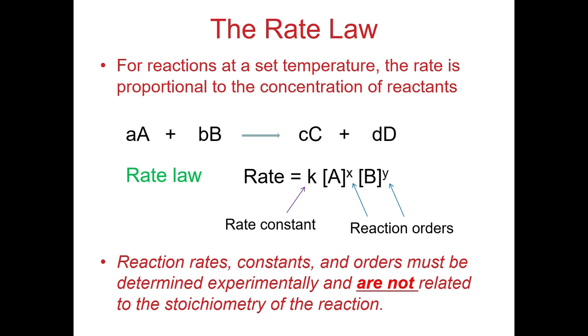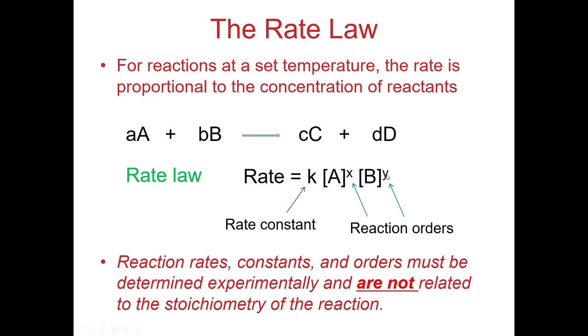Generic rate law is set up in this way. The rate of the overall reaction is equal to a rate constant K, and we will talk about that later, times A, the initial concentration of reactant A, raised to a power of X, times initial concentration of reactant B, raised to a power of Y.